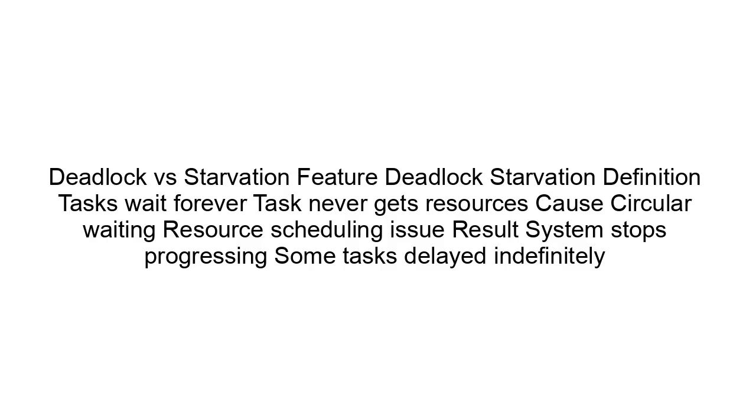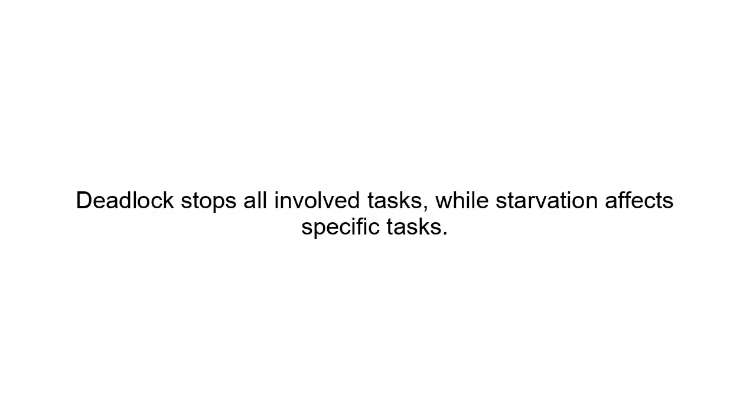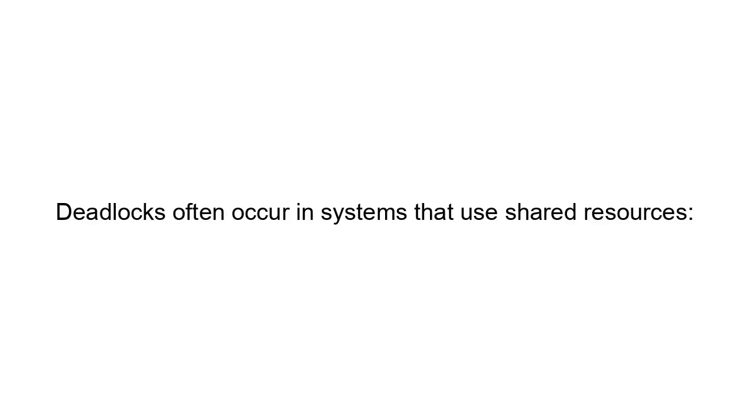Deadlock versus starvation. Feature: deadlock, starvation. Definition: for deadlock, tasks wait forever; for starvation, a task never gets resources. Cause: circular waiting versus a resource scheduling issue. Result: the system stops progressing versus some tasks delayed indefinitely. Deadlock stops all involved tasks, while starvation affects specific tasks.